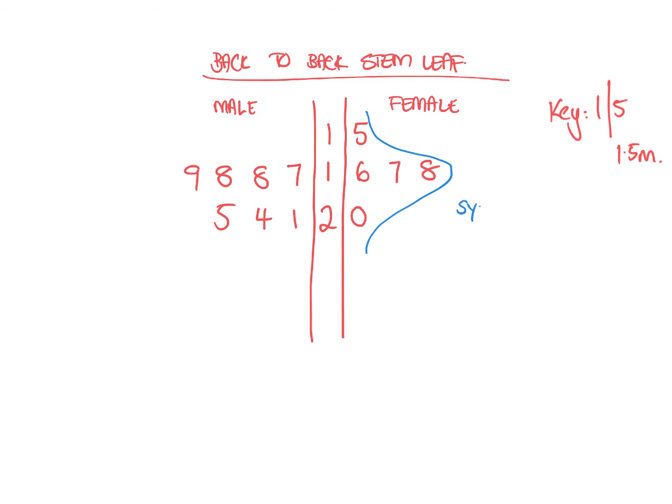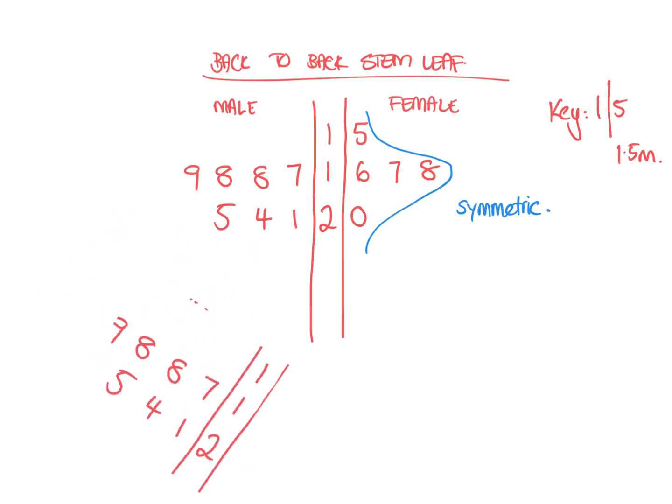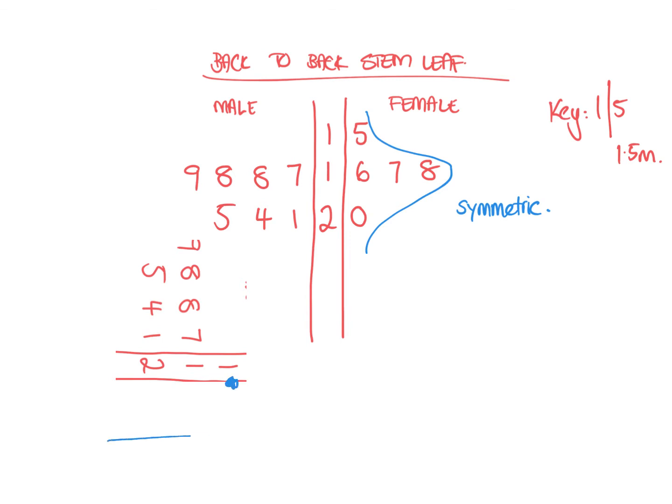Symmetric. Good. What you need to be careful with this one, if we look at the males, so if I just go and cut it out like I did before, if I turn this, I can't turn that around. If I turn this around, can you see that the lowest is not at the start? This is the lowest, isn't it? So actually, if I drew this as a histogram, I should really have 1, 1, 2.